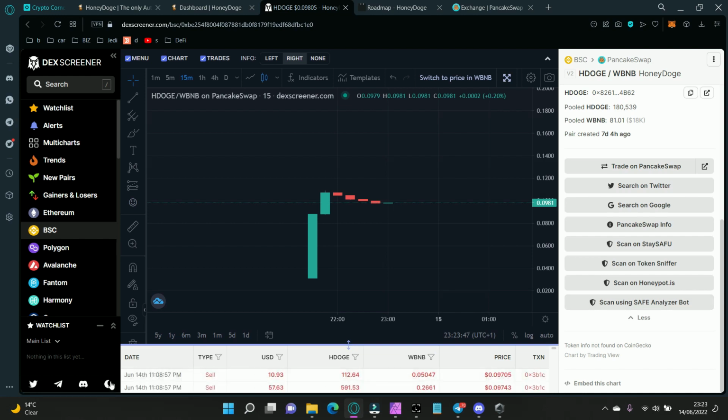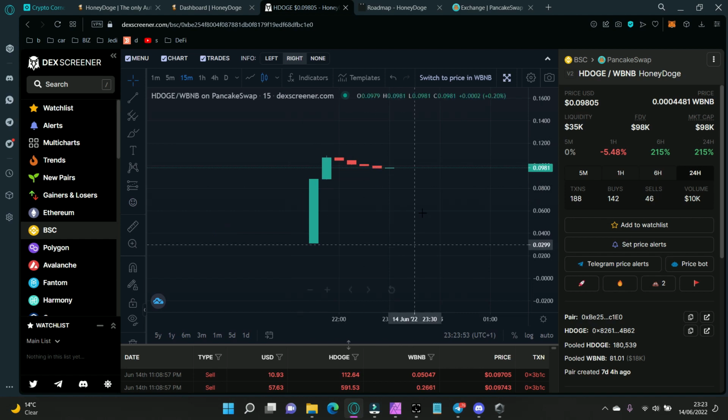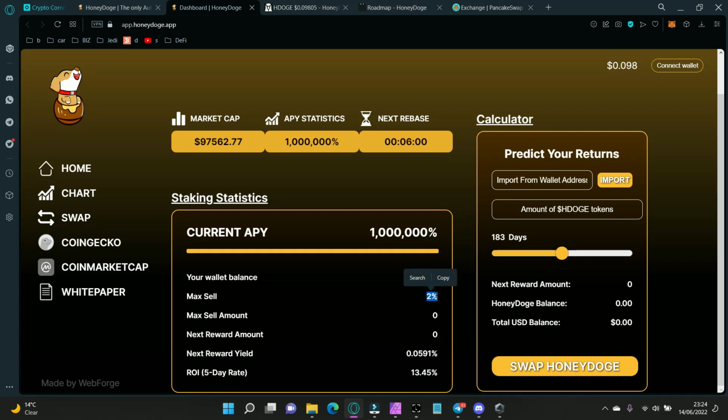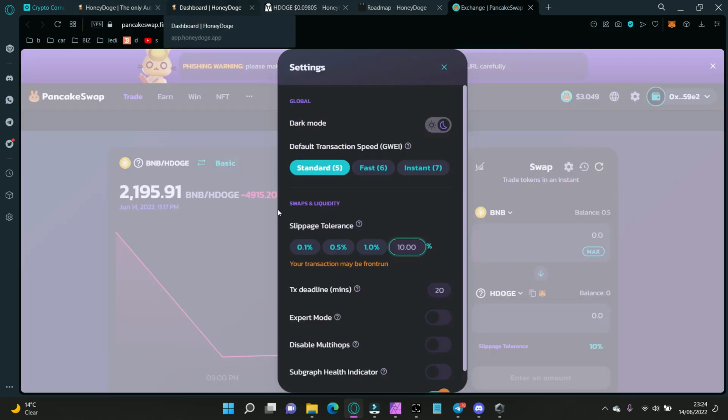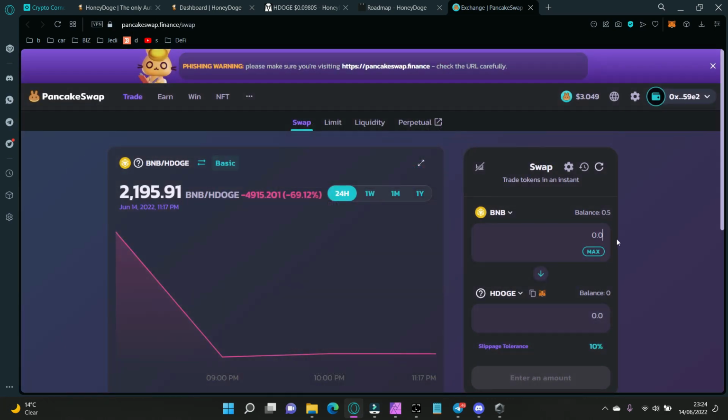As I've seen in other of these platforms, the price won't be going down that much. My strategy would be to sell the daily max sell, or maybe 1% or 2%, see how it goes and just continue riding like that. So let's go to PancakeSwap, pick that 10%. Let's see if we can buy some. I'm going to buy for about 0.3.